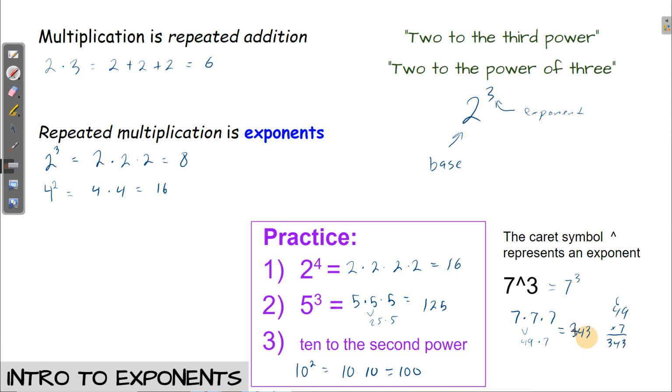So that's all that we're going to be covering here in this video. We're just introducing exponents. We'll be learning some more stuff about exponents in the upcoming videos.